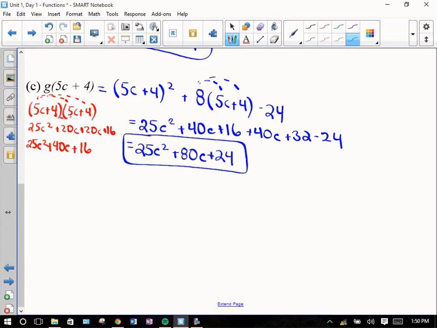So that's a lot. Typically, I'm assuming you guys know how to distribute stuff. So typically on a test, I'm not necessarily going to ask you to plug in 5c plus 4 into something that has like 12 exponents and make you expand stuff.